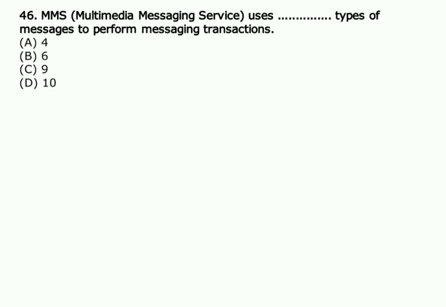MMS, Multimedia Messaging Service, uses dash type of messages to perform messaging transactions. MMS is a store and forward method of transmitting graphics, video clips, audio files and short text messages over wireless networks using the WAP protocol. So option A is the correct one. So we can send graphics, video clips, audio files and text messages. We can send 4 types of messages through the MMS service. Next.